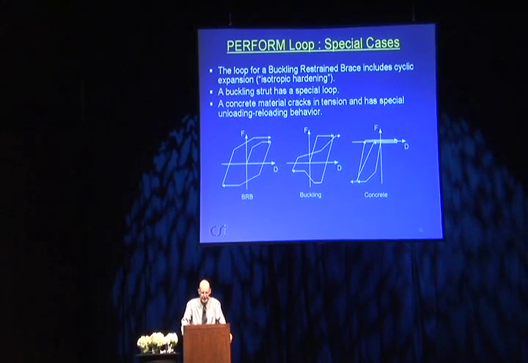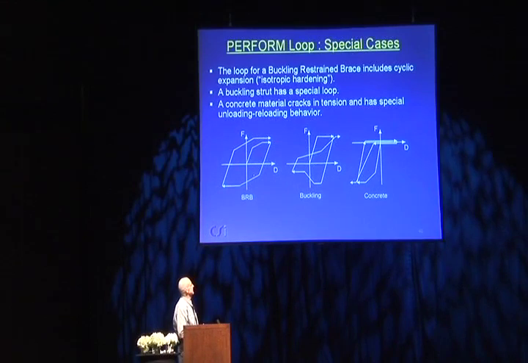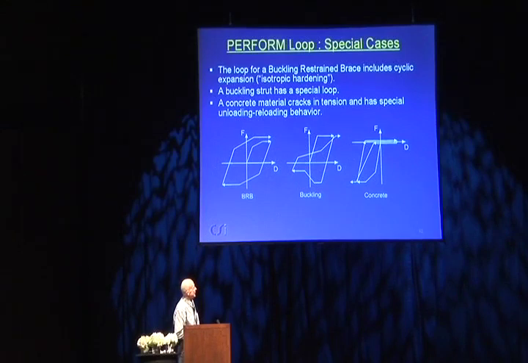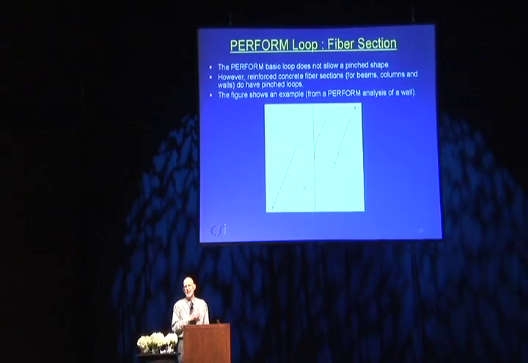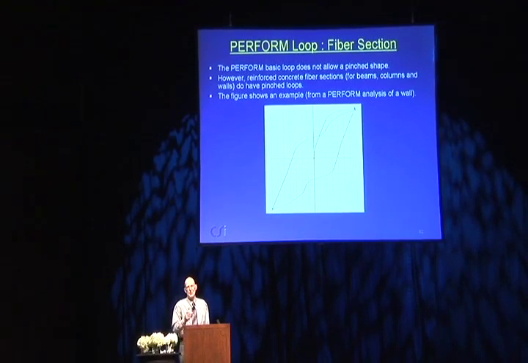There are some special cases. I mentioned these before. If you have a buckling restrained brace, it can harden isotropically. If you have buckling, it has a special loop. And if you have concrete, this also has a different loop. There is no provision for pinched shapes directly. However, this is a plot of a hysteresis loop obtained by doing a cyclic pushover on a wall with a fiber cross-section. The fiber cross-section automatically will give you a pinched hysteresis loop. So this comes out of the analysis. It's not something which is specified directly.